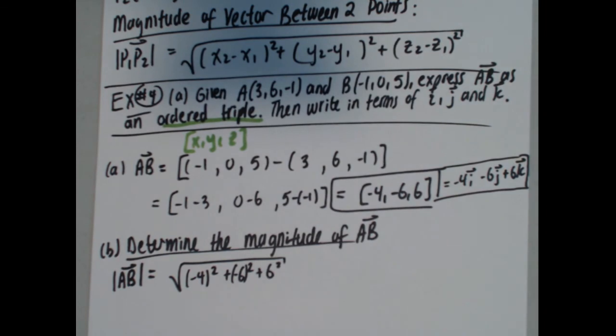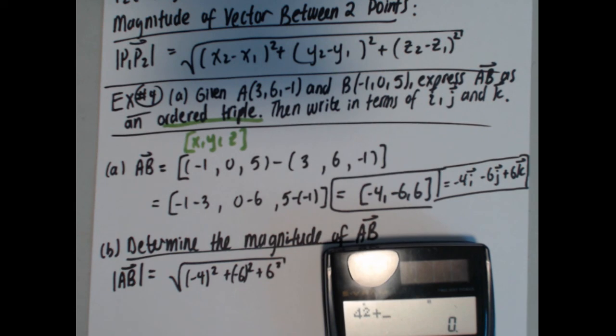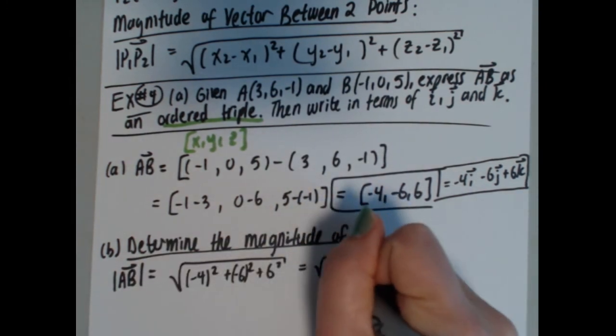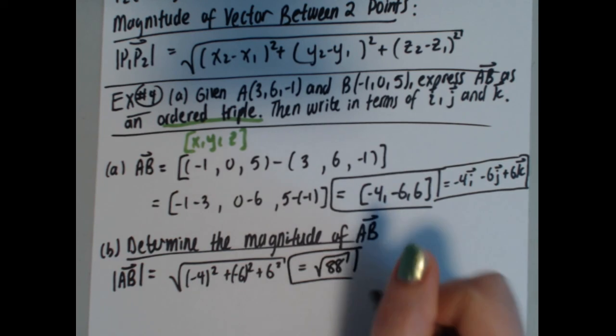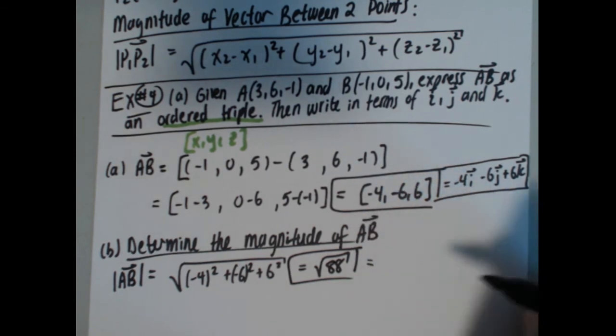Well, if we actually grab our calculators, let's see. -4 squared and 4 squared are the same, so I'm just going to plug in the absolute value. So that's 4 squared plus 6 squared plus 6 squared, 88. So we'll call that square root of 88. Now, if you're looking at that and wondering, can I express that in simpler form? You're absolutely right. So let's do that.